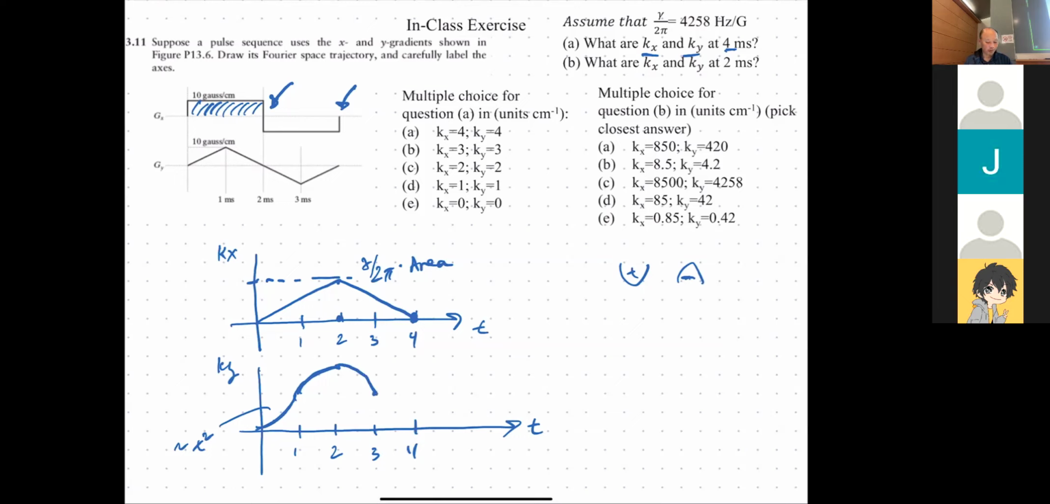Okay. And then what about the last part? You're still losing area, but you're losing it at a slower rate, right? So then it's going to go like that. Okay.